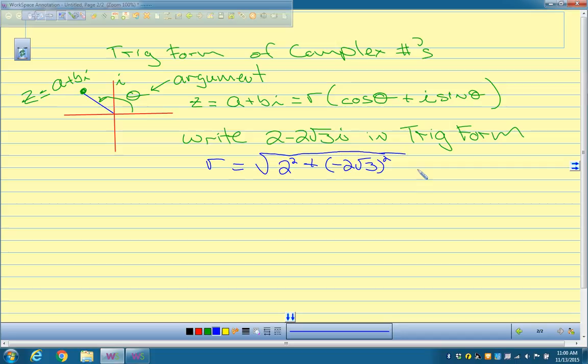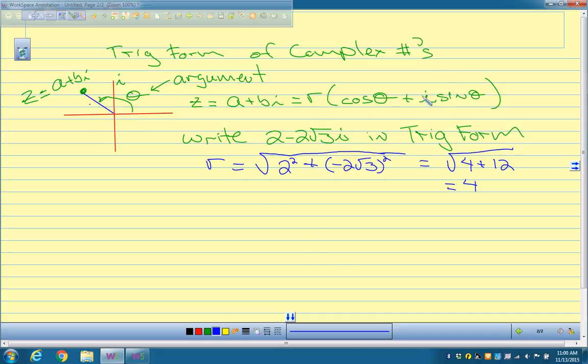Which gives you, what's 2 squared? 4. What's 2 root 3 squared? 12. You know why that's 12? Because you have to square the 2 and square the root of 3. Root 3 squared is 3, 2 squared is 4, and 4 times 3 is 12. And the square root of 4 plus 12 is 4. So that's your r.